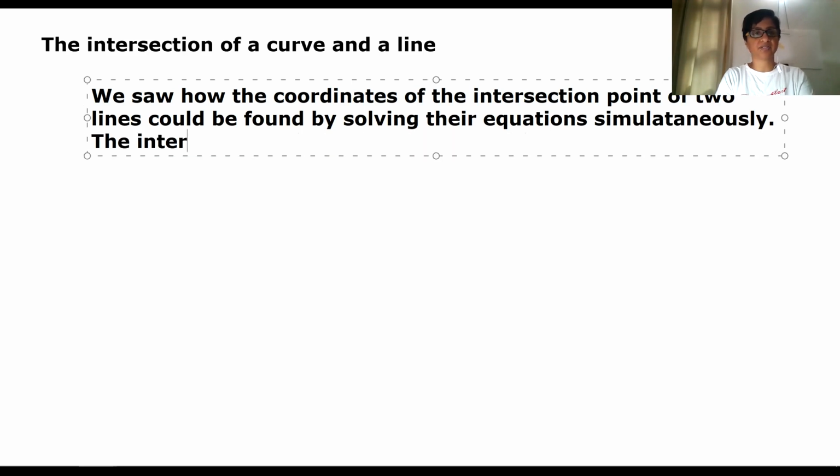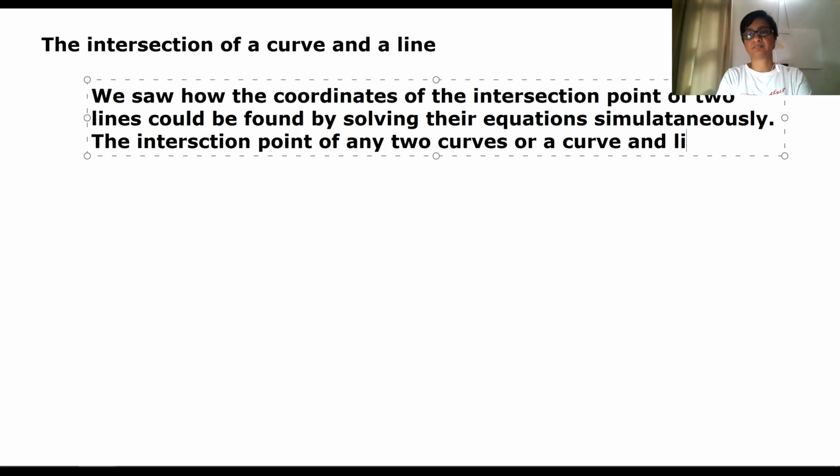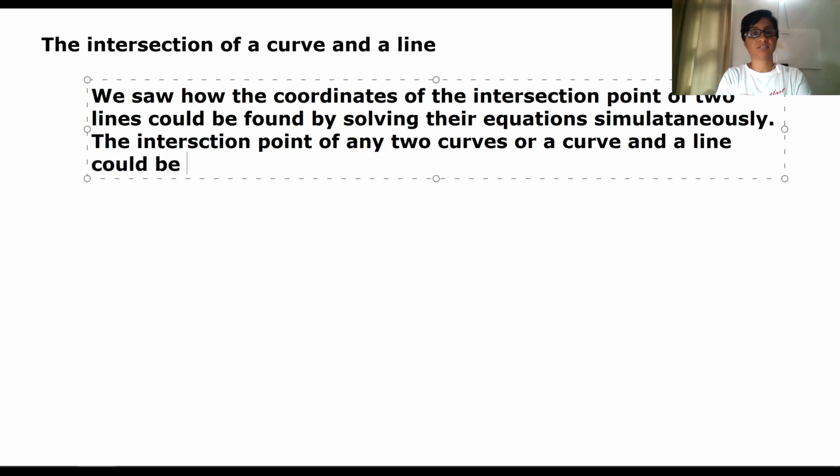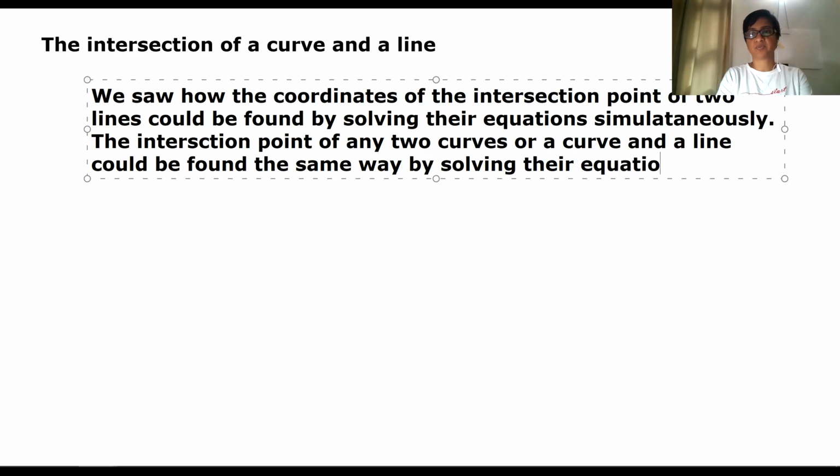The intersection point of any two curves, or a curve and a line, could be found the same way, by solving their equations simultaneously.